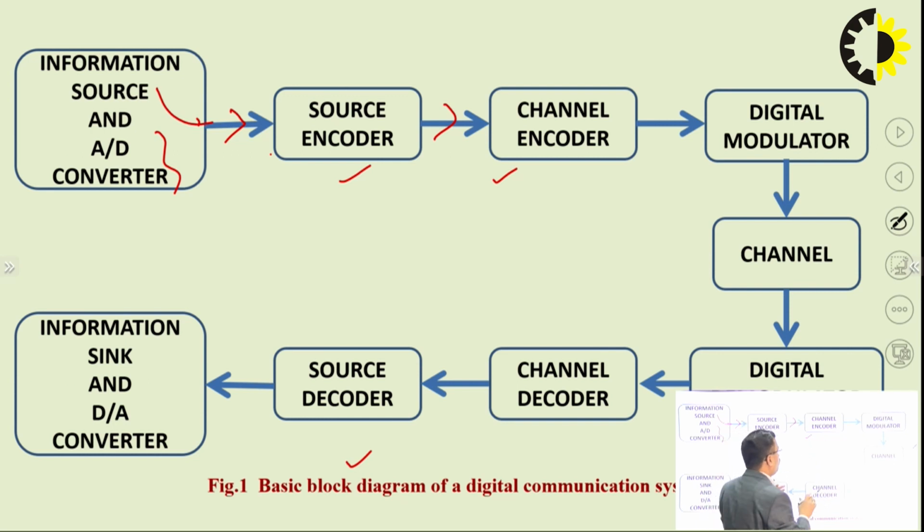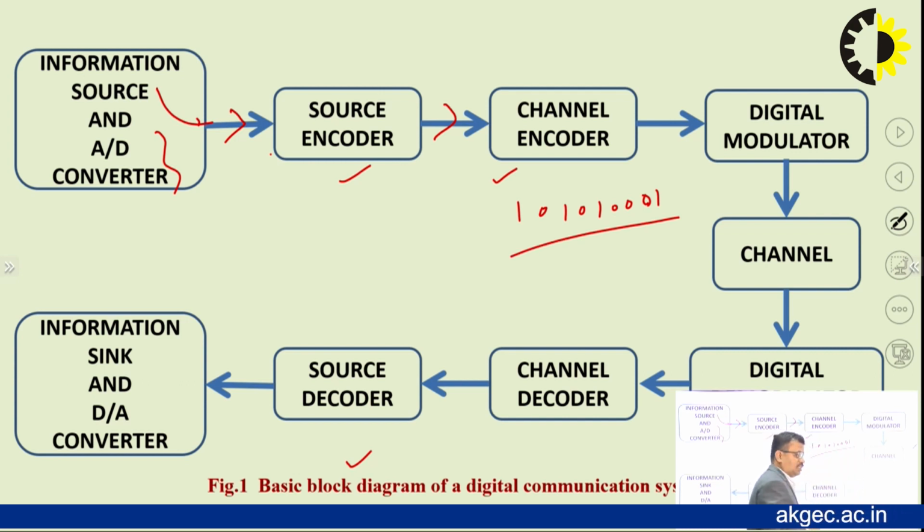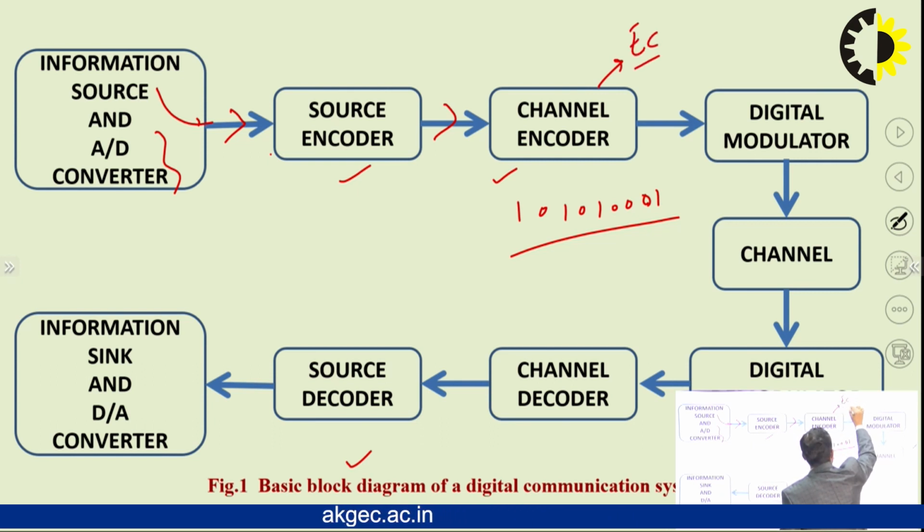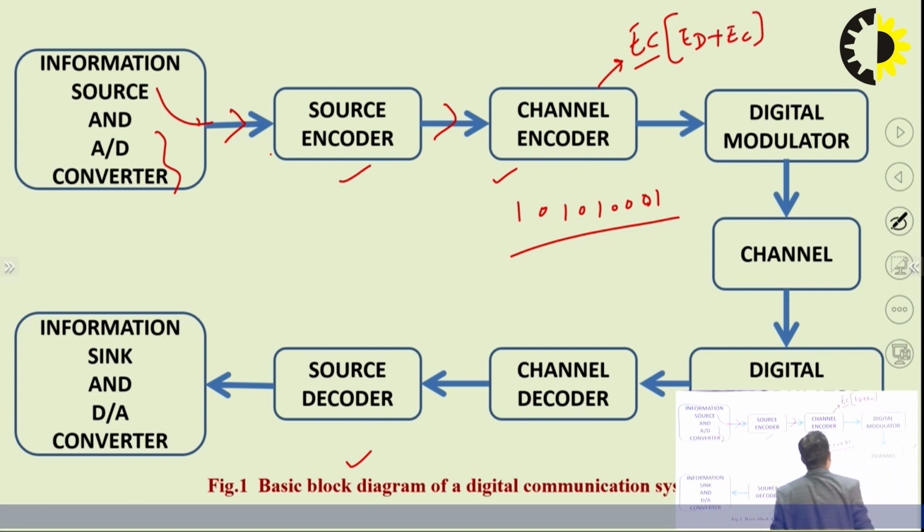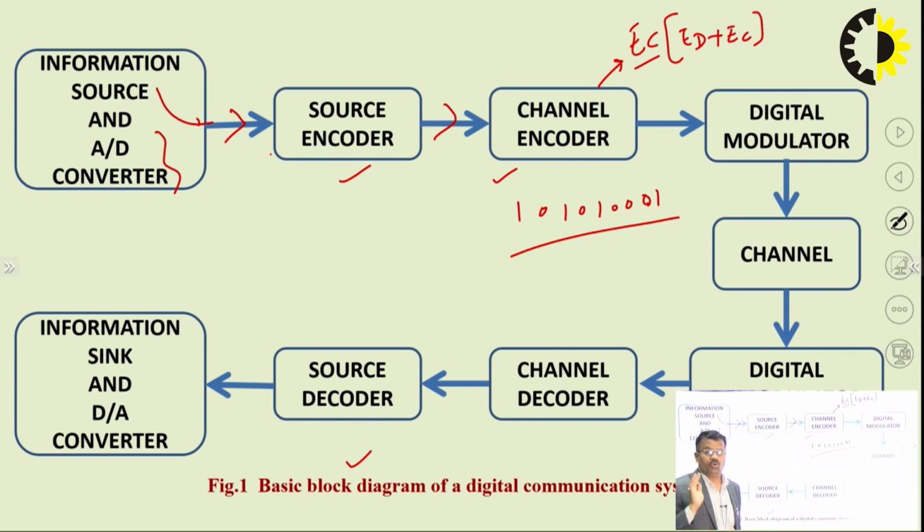Channel encoder means what? Now you are getting digital data here. In this digital data, 1001, 1001, the error controlling task is done by the channel encoder. Error controlling means what? Error controlling means error detection and error correction. That is performed by the channel encoder.